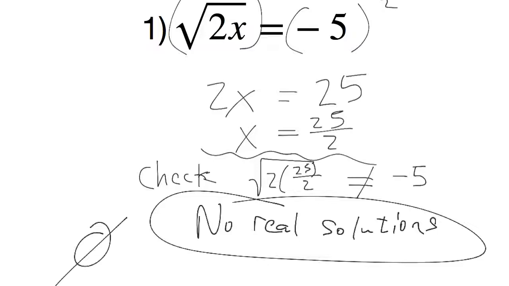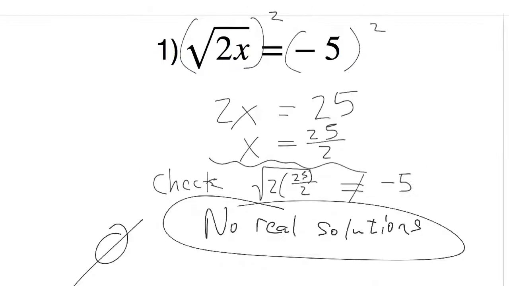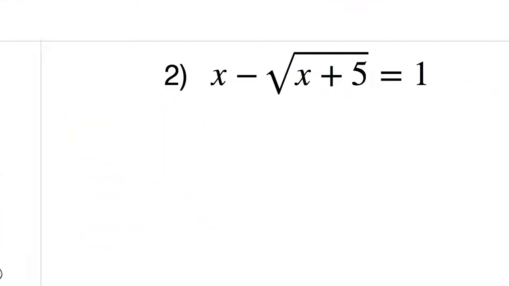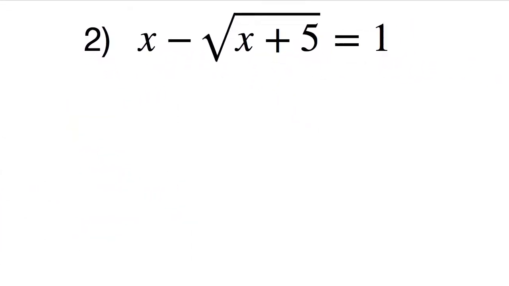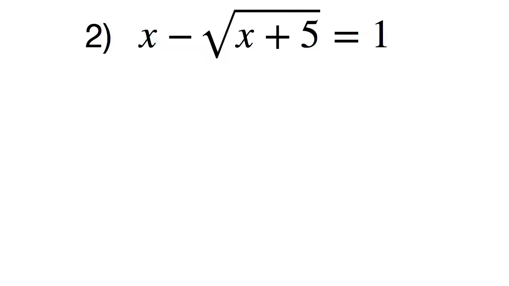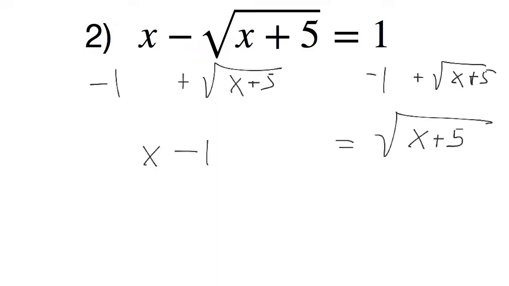In this next example, we're going to see what it means to isolate the radical as a strategy. So here, we're going to get the radical over to the right-hand side. We're going to add the square root of x plus 5, and we're going to subtract 1. And so what that gives us is the radical all by itself on the right-hand side, and then x minus 1 on the left-hand side. To undo the radical, you can square both sides, which is perfectly legal, but you have to make sure that you check all your solutions, because you could be introducing new solutions.